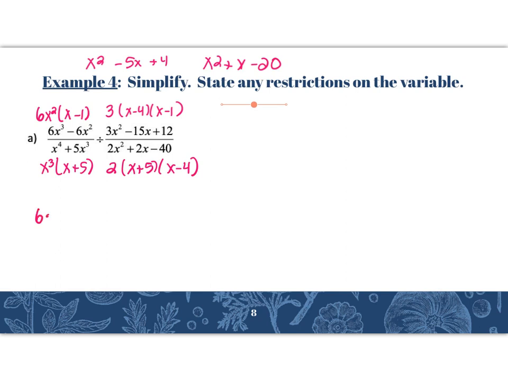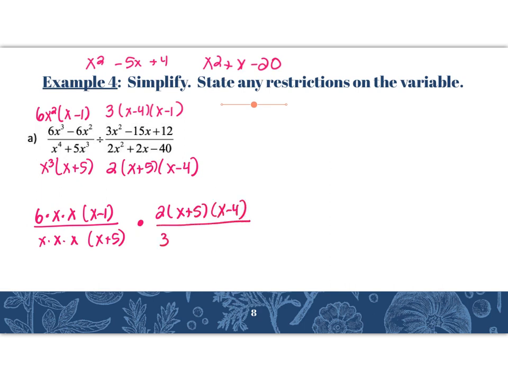So I have 6 times x times x times x minus 1 over x times x times x times x plus 5. And we're going to multiply that by 2 times x plus 5 times x minus 4 all over 3 times x minus 4 times x minus 1. Now remember, this is multiplication, so it's just straight across. So do I have any factors on top that are also on bottom?